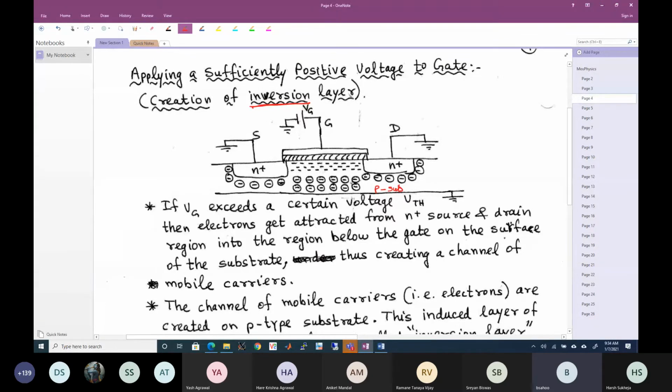Now when you apply a sufficiently large gate voltage, and that sufficiently large is defined by something called a threshold voltage. In this course, we'll be interchangeably using VTH as threshold voltage, and VT also as threshold voltage.